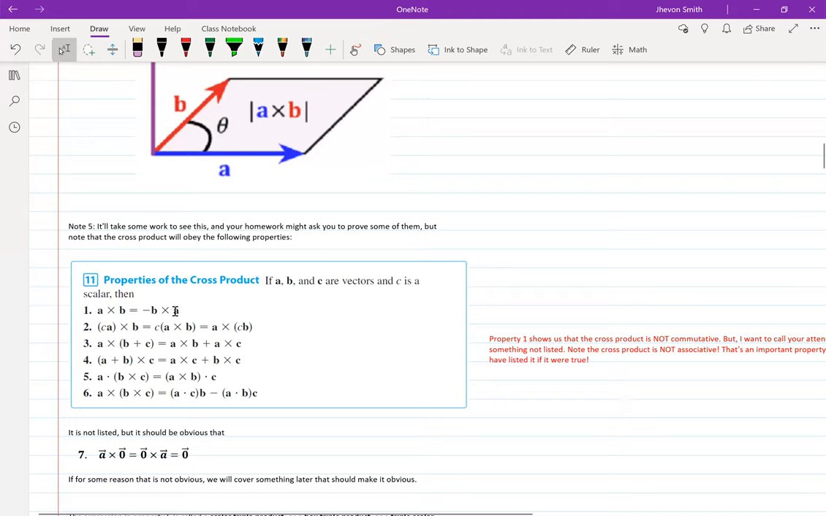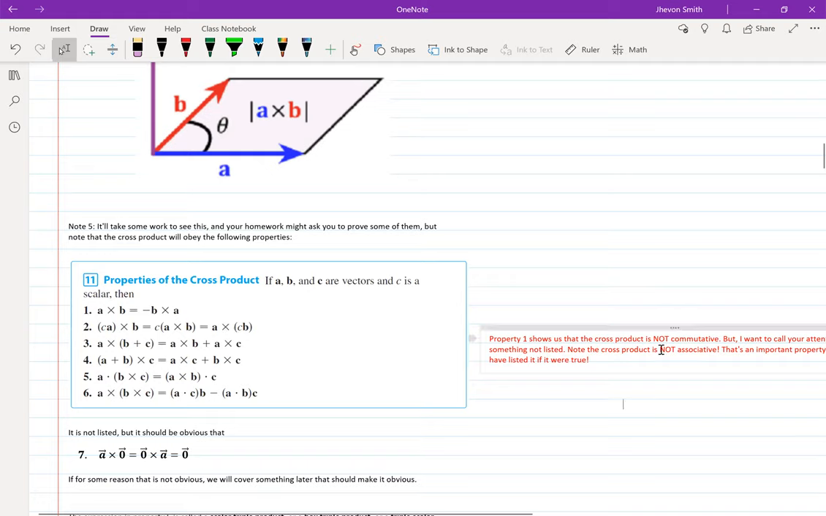The dot product was commutative. So A dot B is equal to B dot A. This is not true for the cross product. In fact, if you turn around the elements of the cross product, you actually get the negative of the other answer. So A cross B is actually the negative of B cross A.